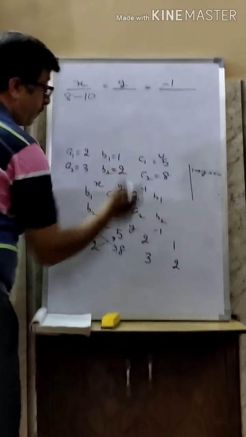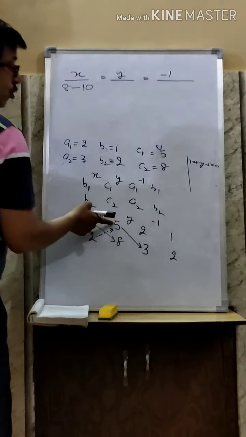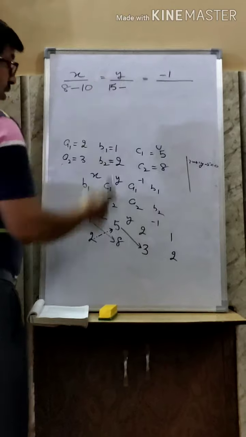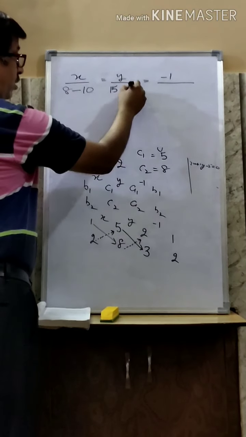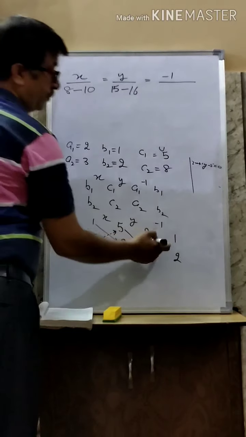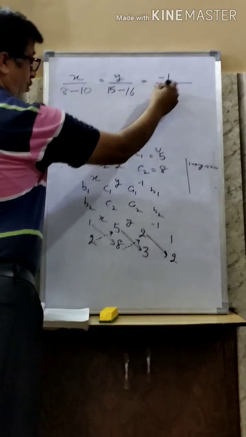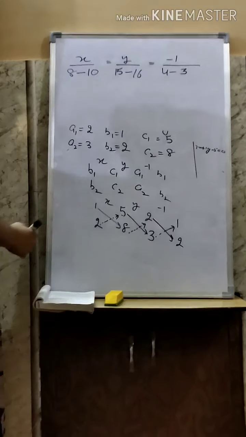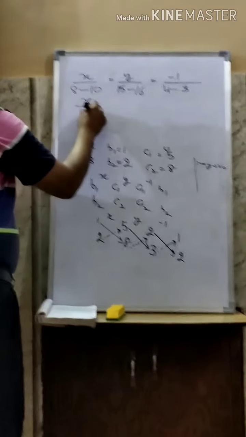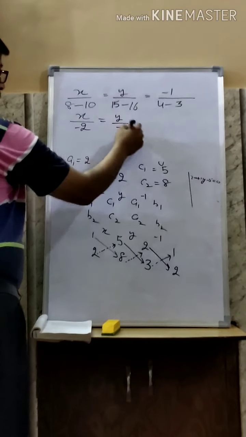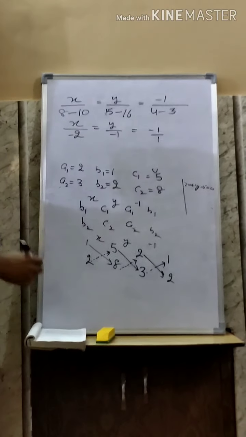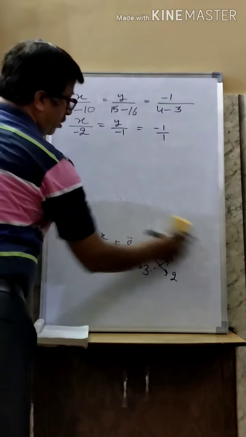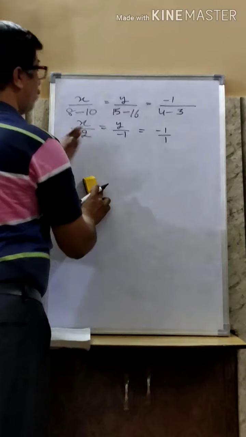Now same for y, from top to bottom. First multiply 5 into 3, 15, minus formula, and then 8 twos are 16. This side also, 2 twos are 4, minus 3 ones are 3. So x upon minus 2, y upon minus 1, minus 1 upon 1. Clear this?